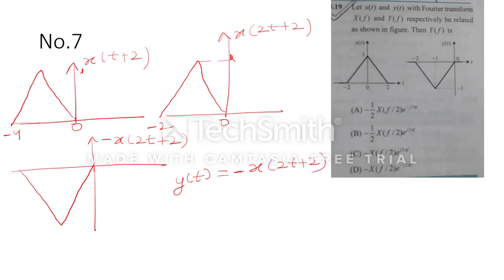So we need to find the Fourier transform of this function. Here again we will use the shifting and scaling property. So the minus sign will come and 1/2 will come, because it becomes t + 1, so the exponential function here is positive: e^(j2πf) with X(f/2). So we can see that B will be the right answer.